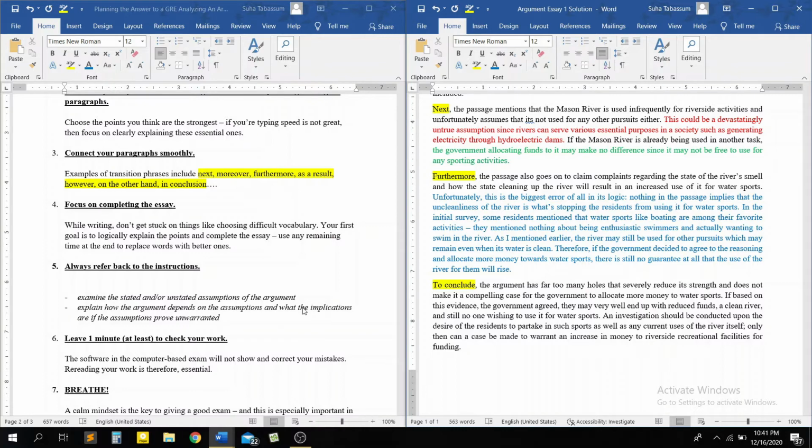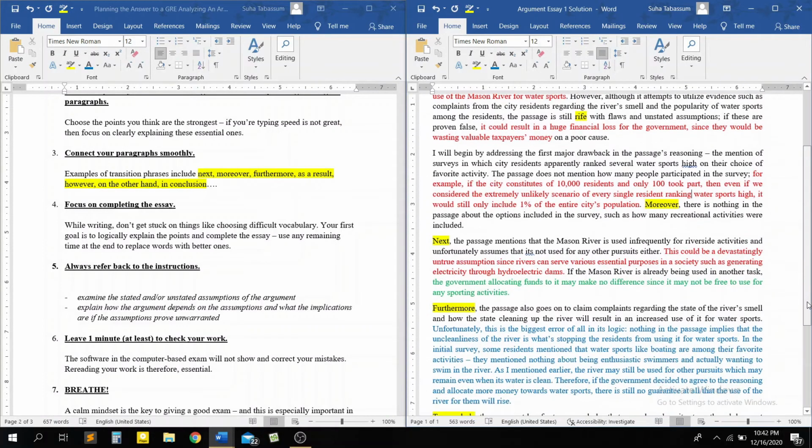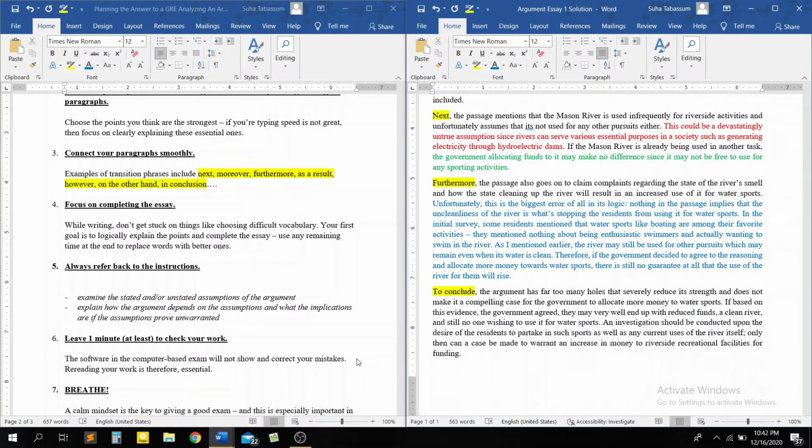So focus on explaining your body paragraphs and focus on getting to the conclusion. Once you're finished, use the remaining time you have left to check your work, edit it, and include difficult vocabulary. For example, I used things like rife. I used several others which I can't find right now, but I'm going to include this essay in a blog post of mine, and I'm going to include that link in the description very soon, as soon as I create the blog.